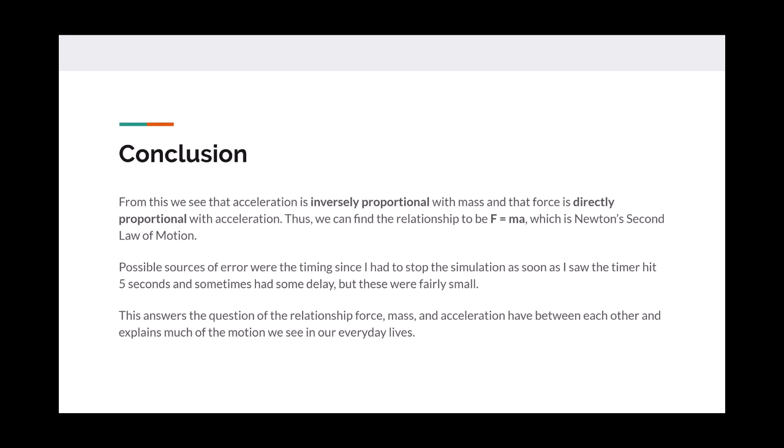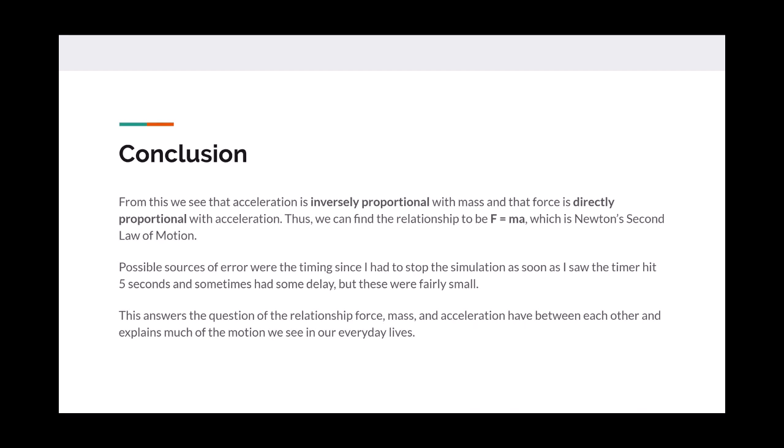Possible sources of error for this lab were the timing, since I had to stop the simulation as soon as I saw the timer hit 5 seconds. And sometimes I had a little bit of delay because I had to manage the timer and the simulation. This was very small, however, and our results show this, as they are very close to what you would expect.